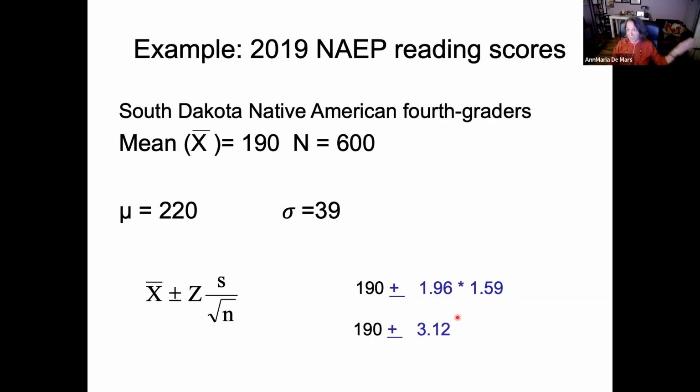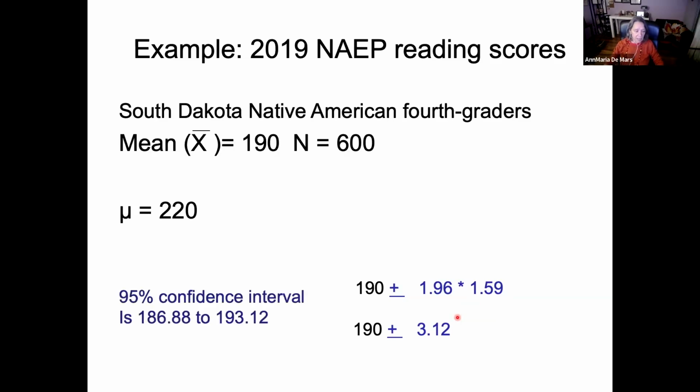So our confidence interval is going to be 190 minus 3.12 is going to be the lower confidence limit, and plus 3.12 is going to be the upper confidence limit. And that gives us 186.88 to 193.12.